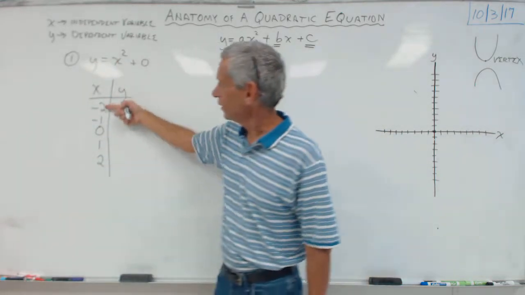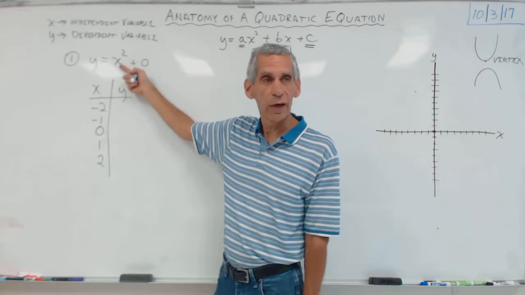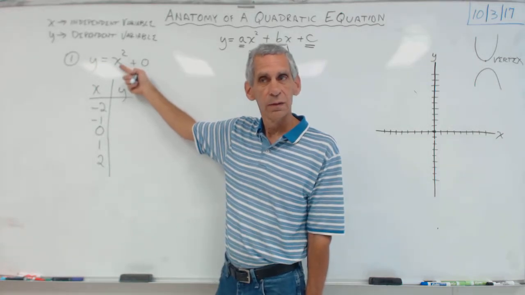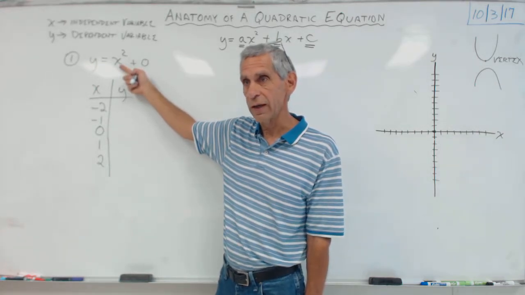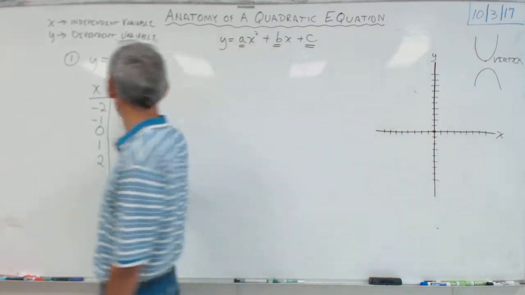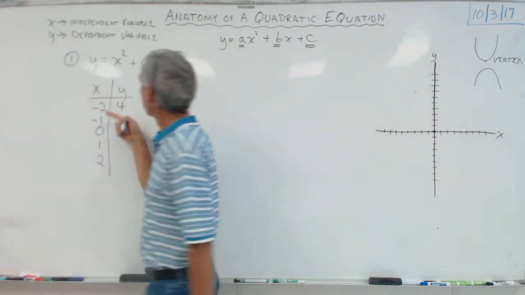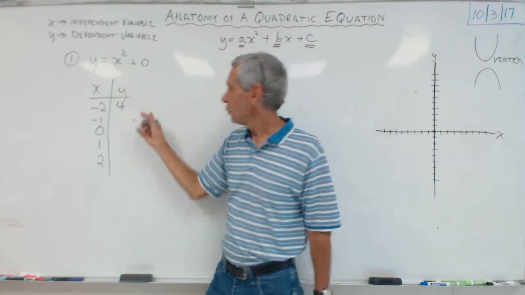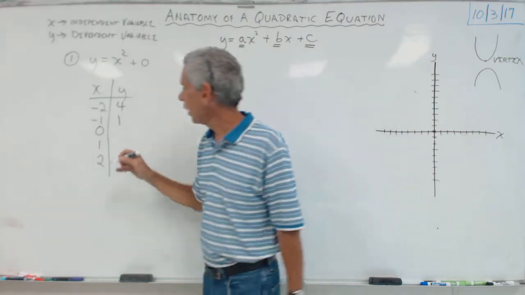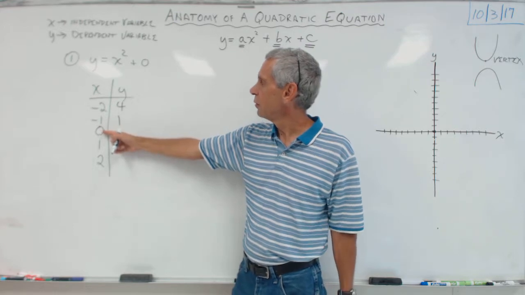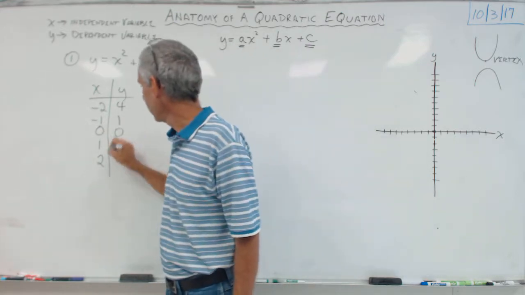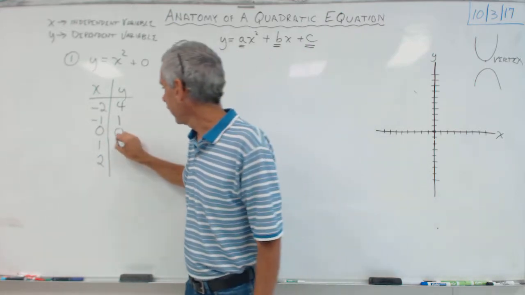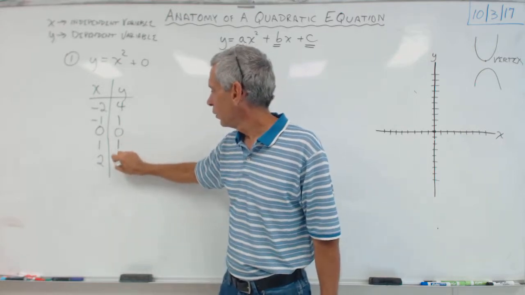If X is -2, -2 squared is what? +4, right? -2 times -2 is +4. It's 4. If X is -1, X squared is 1. So Y is 1. When X is 0, Y is 0. When X is 1, Y is 1. When X is 2, Y is 4.